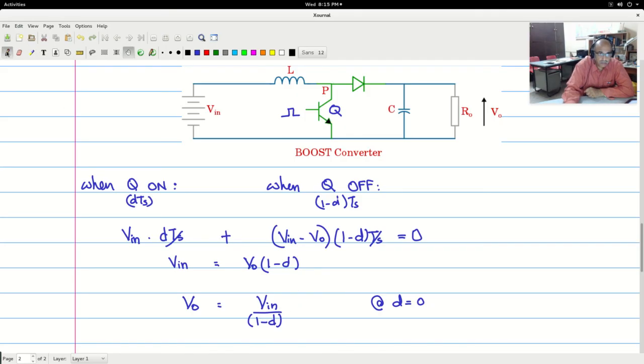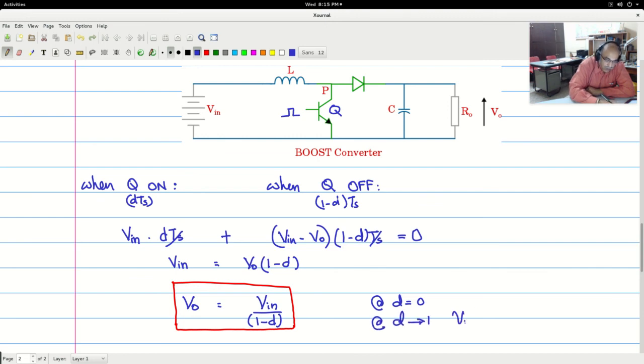So however, the input-output relationship for the boost converter is like this, and at d tending to 1, V0 will shoot up to a large value. Now this is the input-output relationship for the boost converter.